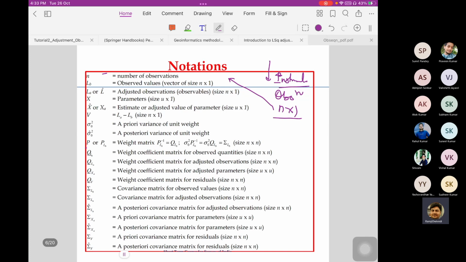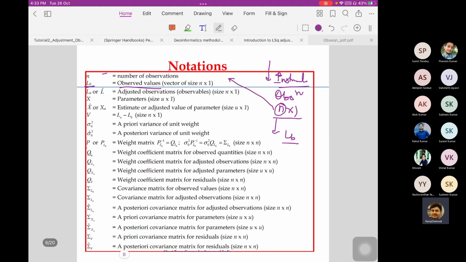n is the number of observables, the number of observations. Lb is the observed values. The values of all these n observations will be given by a vector called Lb. Lb has size n cross 1. So Lb would be a vector, of size n cross 1, because your number of observations is n.